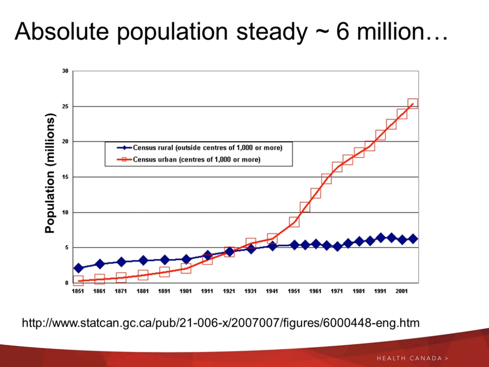Now, while the relative proportion living in rural areas has declined, the absolute population has obviously grown over the years and now is steady at about 6 million. So, substantial absolute population still living in rural areas.